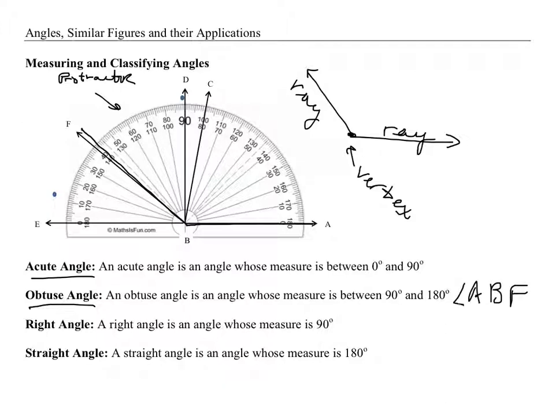And we do a little angle symbol. An example of an acute angle would be angle ABC, because it's less than 90 degrees. B is in the middle because the vertex is always named in the middle of the angle. A right angle is an angle whose measure is 90 degrees. So in this case, it would be angle ABD.